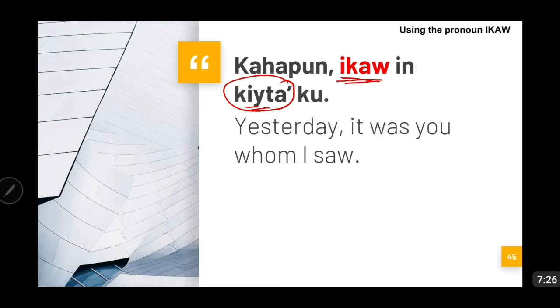Again, regardless of the focus, it's either an im verb or an e-verb. It's an actor-focused verb or an object-focused verb. If the pronoun ikaw occurs before the verb, it will always use the ikaw form. So it means, yesterday it was you whom I saw.